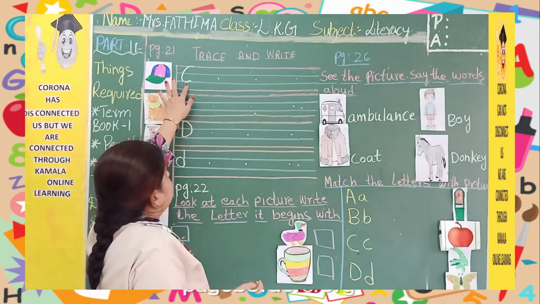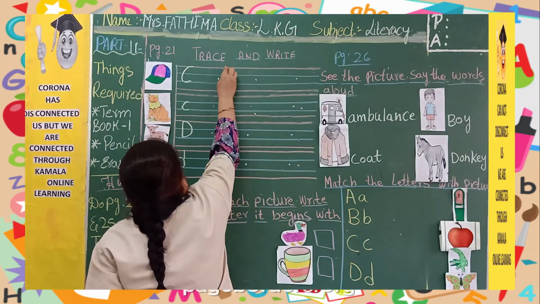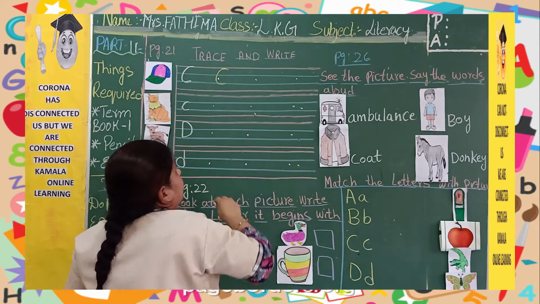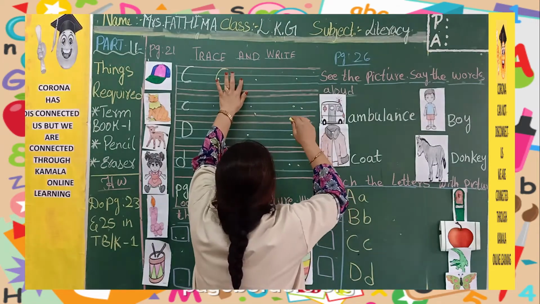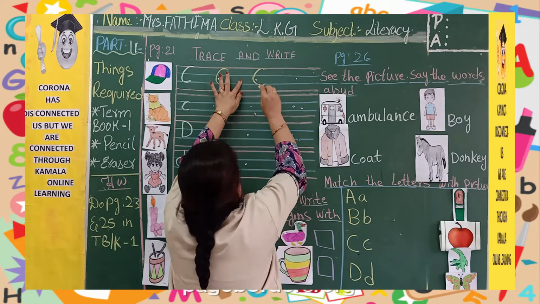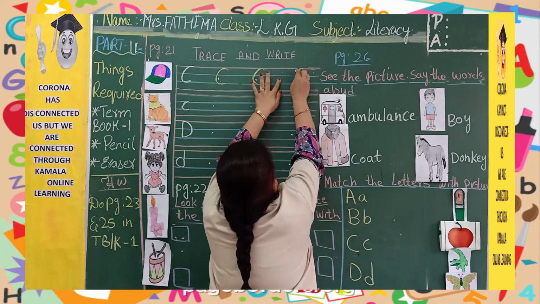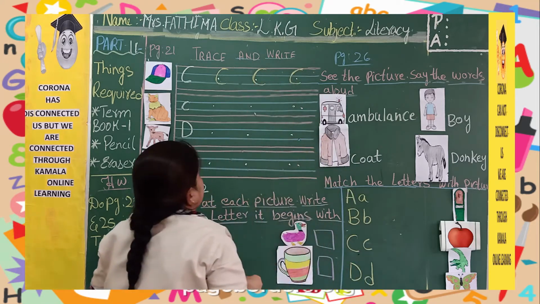This is a capital C, children. This C should touch how many lines? 1, 2, 3 lines. Capital C, read and write. Again, leave one finger space and write C again. Leave the space. Don't write dirty handwriting. Again, leave one finger space and write C. Capital C. We completed the capital C.